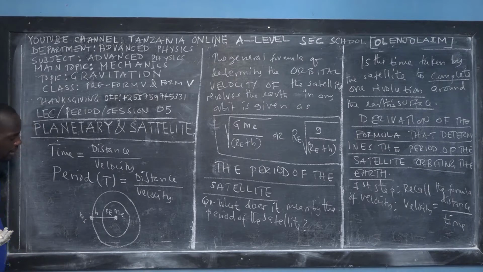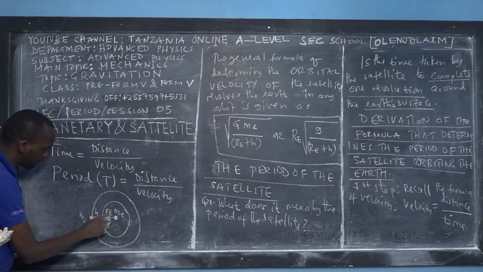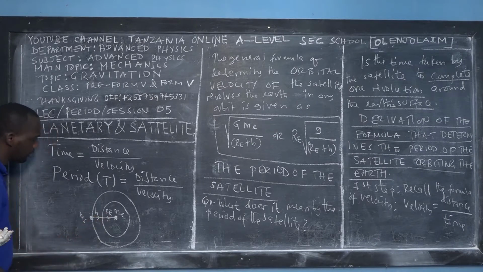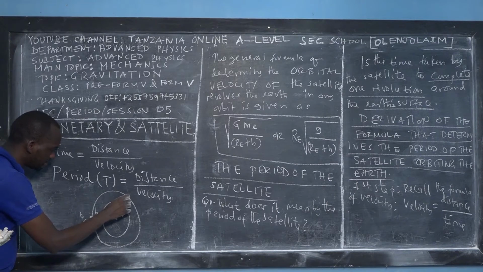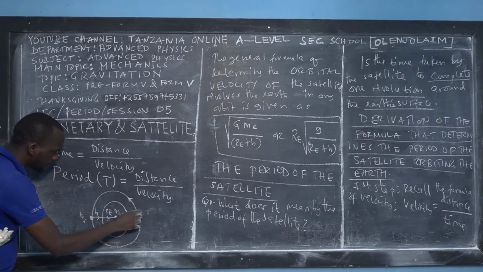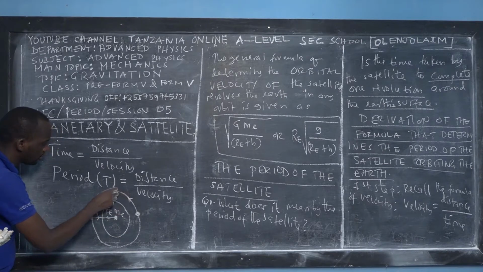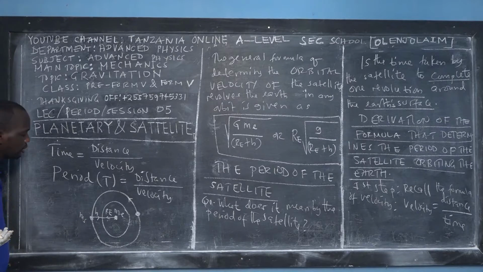If you do remember, we have centripetal force, we have force of attraction, we have weight of the satellite. So what I want to tell you is that the satellite is revolving, right? Revolving around the Earth in this orbit. So when it's revolving around the Earth in this orbit, what's going to happen?